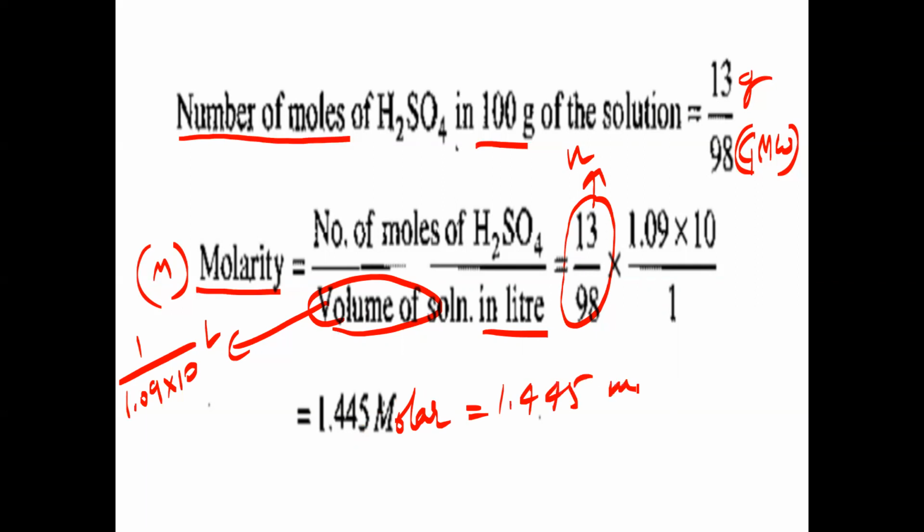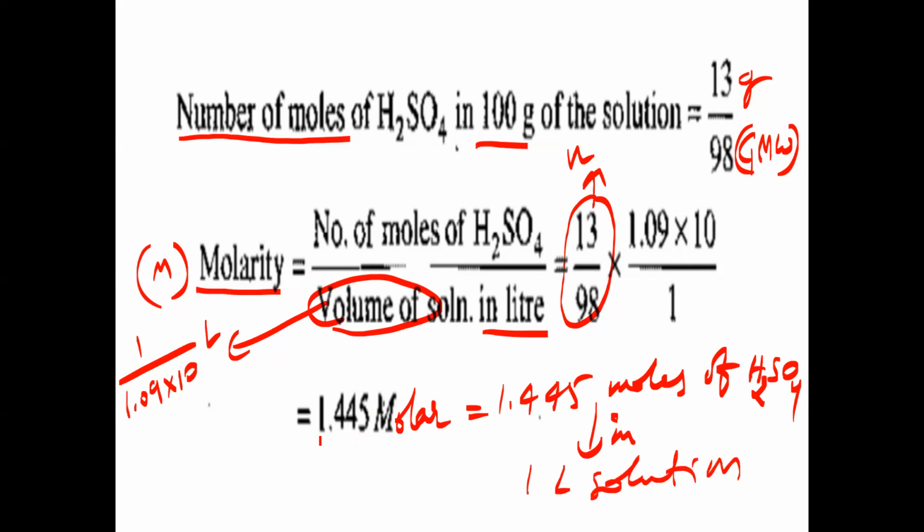1.445 moles of H2SO4 is present in what? It is present in 1 liter solution. That is the meaning here. So 1.445 molar solution means what? 1.445 moles of H2SO4 is present in 1 liter solution, from the definition. So molarity we calculated.